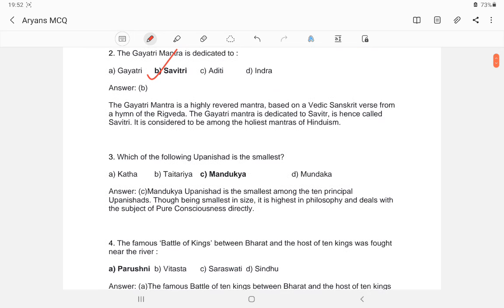Next, which of the following Upanishads is the smallest? In short, I'm just telling you that Upanishads are related to philosophy, philosophical books. The smallest one is Mandukya.